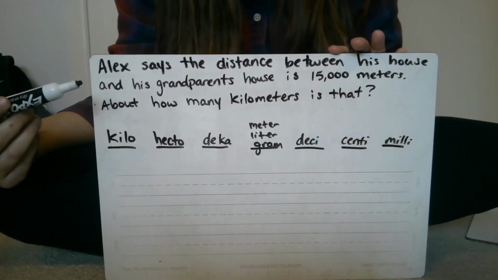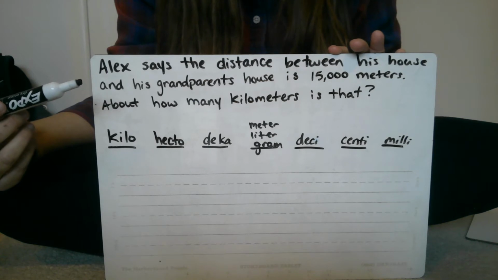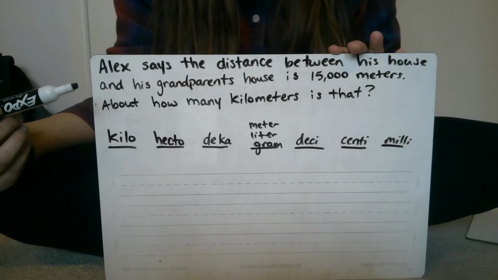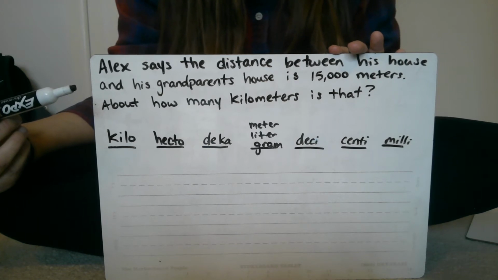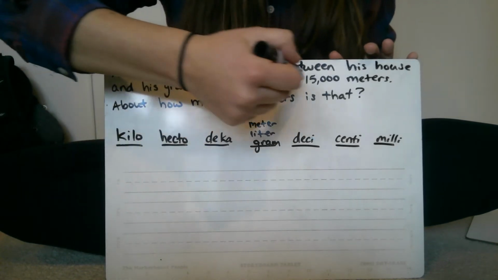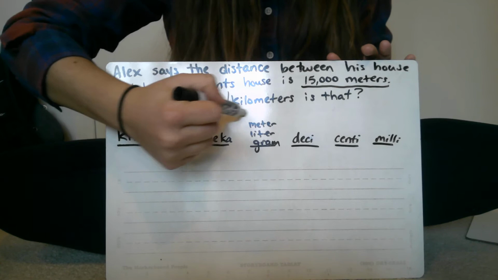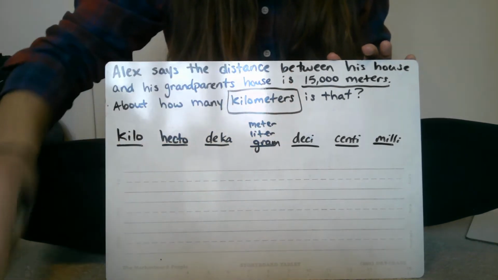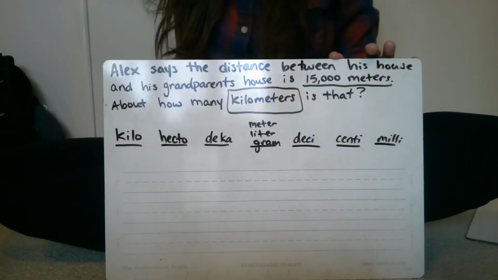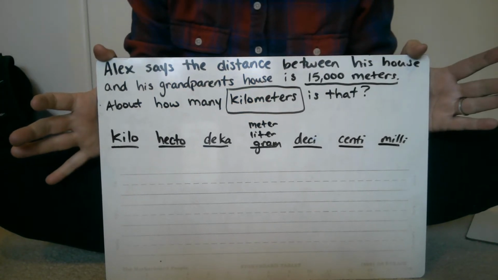Our first problem says, Alex says the distance between his house and his grandparents' house is 15,000 meters. About how many kilometers is that? So when I'm looking at this problem, I see 15,000 meters, and they want us to change that to kilometers. Now, this is another relationship type problem where we need to figure out the relationship between meters and kilometers.